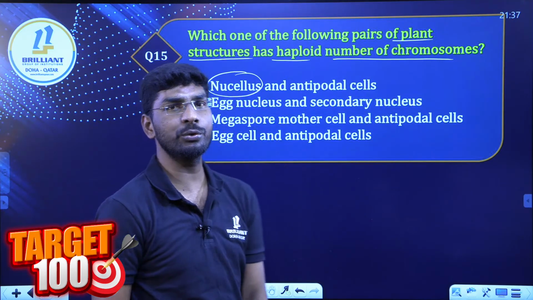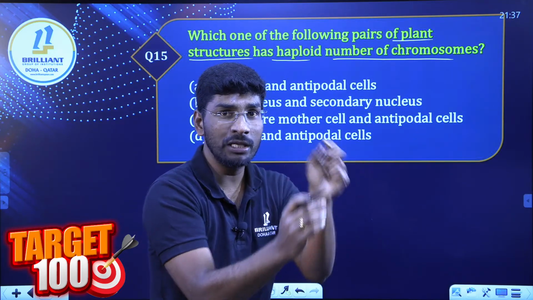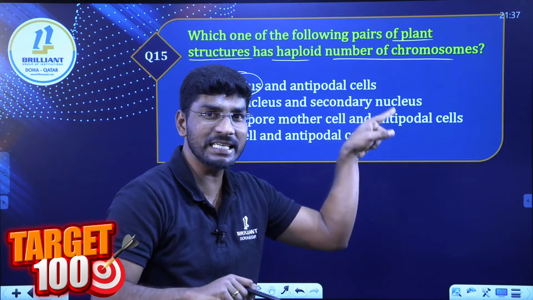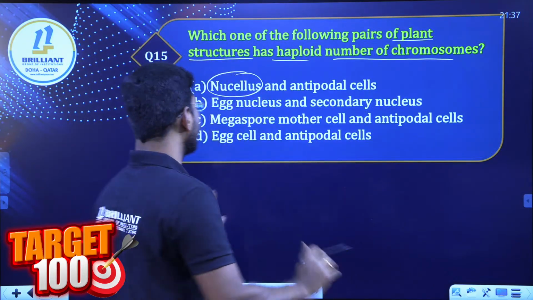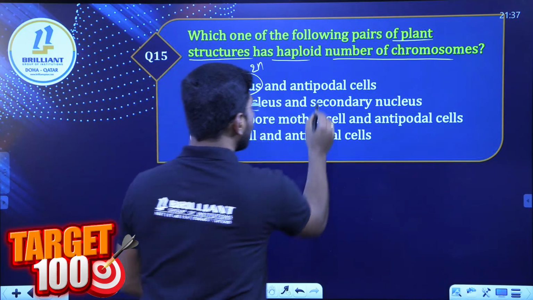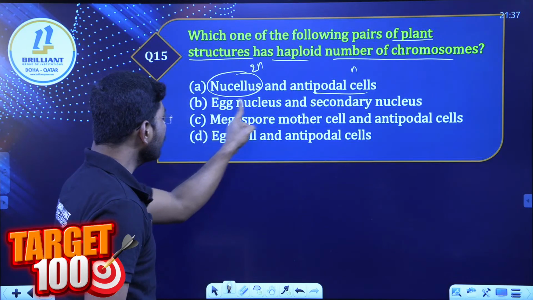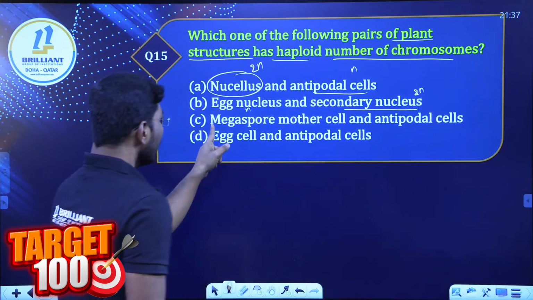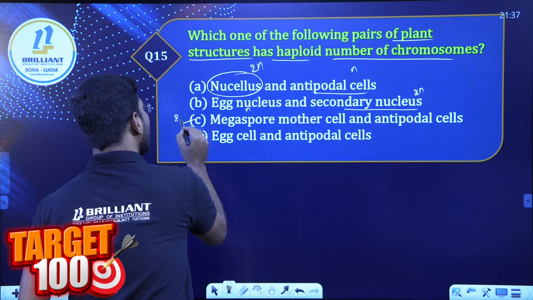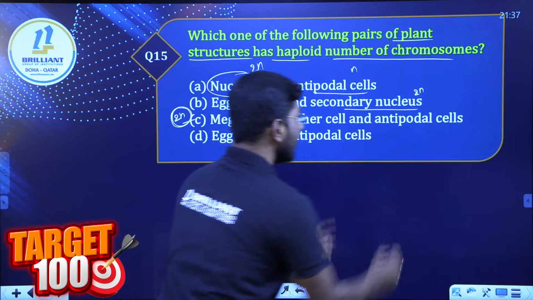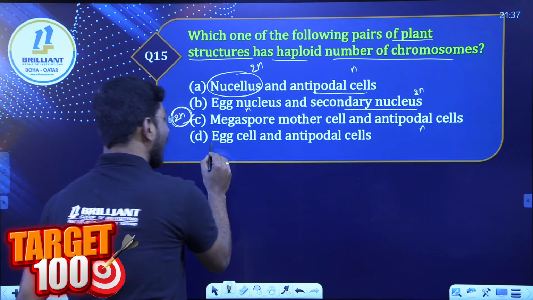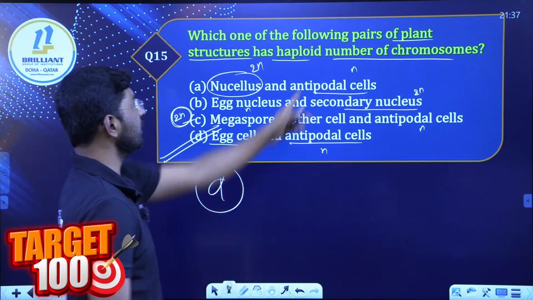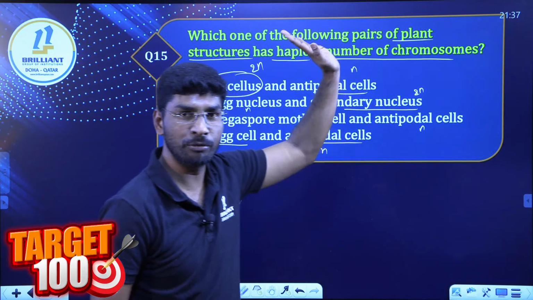Nucellus. Where do you identify the nucellus? In the ovule, right? In the ovule, the diploid tissue, which is homologous to sporogenous tissue. But this is in the ovule, sporogenous in the microsporangium. So this is diploid, right? Next, antipodal, sir. Antipodal haploid. Egg nucleus haploid. Secondary nucleus diploid. Megaspore mother cells are always diploid. Next, look at option D. Egg cell haploid. Antipodals also haploid. So option D. They are asking only for haploid number of chromosomes.